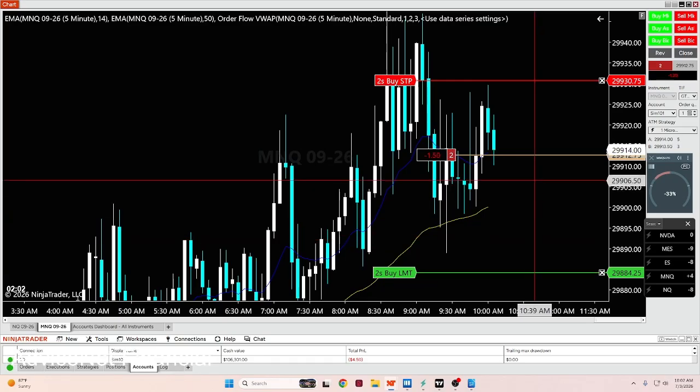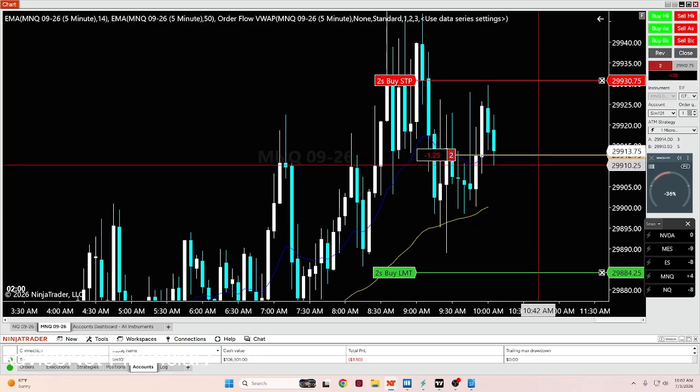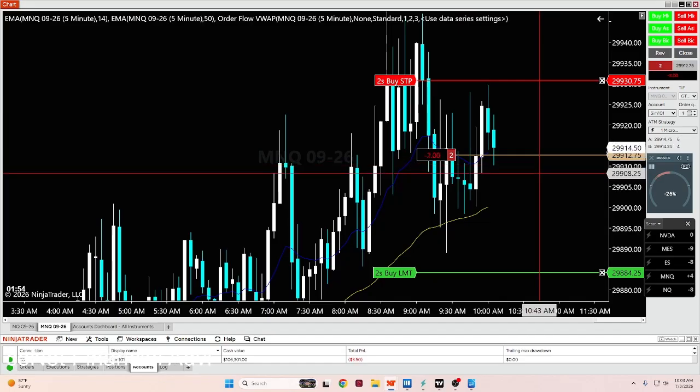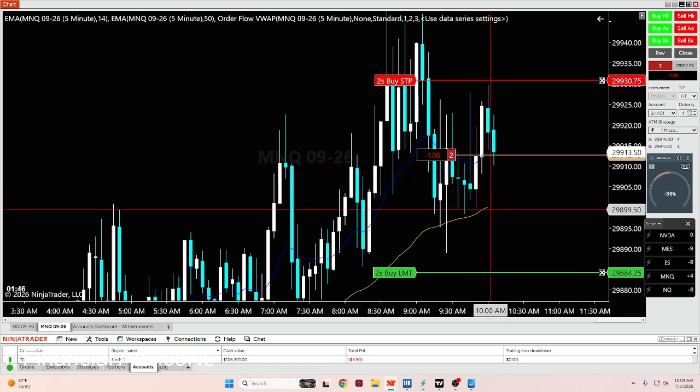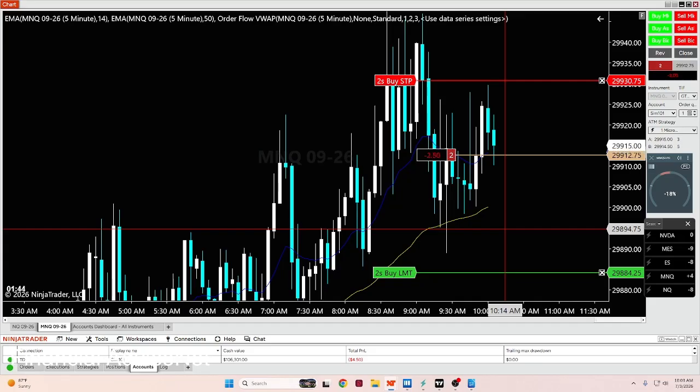Okay, price is rejecting this area, but I'm wanting to see a little bit of a flush to break the 908s. And if we can break the 908s, it should be able to flush down here to the 904s or 900s at least. You know, that's a couple points. We'll be able to see what happens.